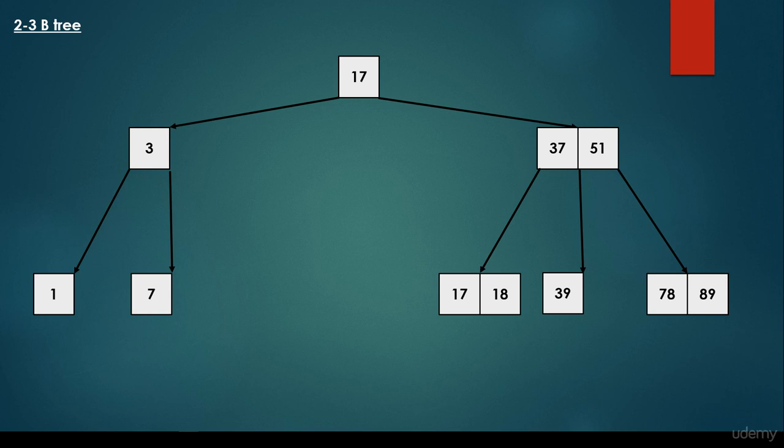We have the root node, the 17. It has 2 children. The right child contains 2 keys, and the right child of the node has 3 children. Okay, so this is a typical B tree, a so-called 2-3 tree.